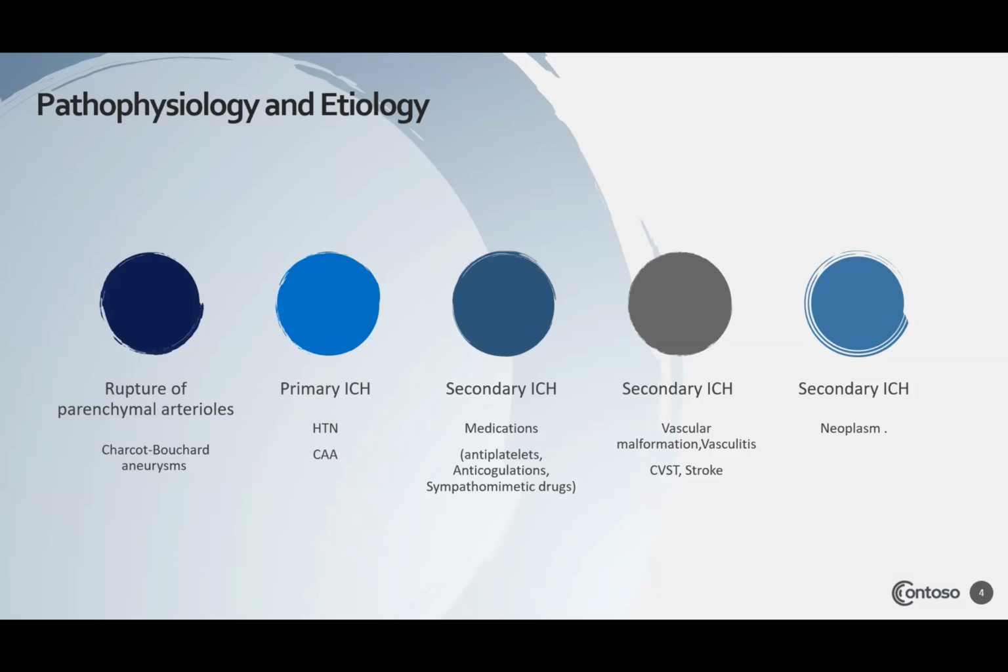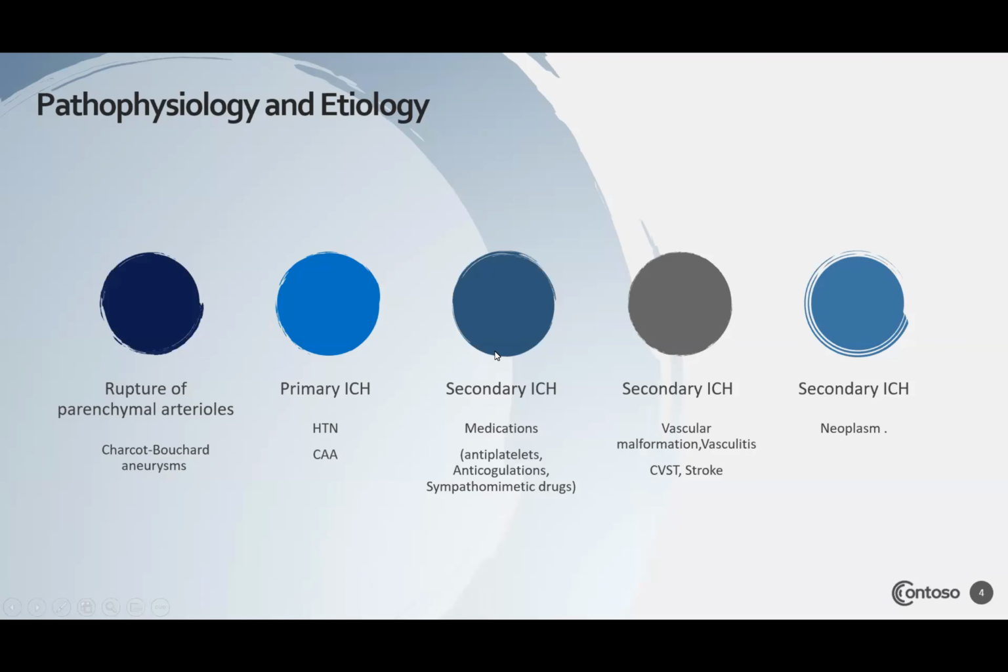Pathophysiology: with sustained chronic hypertension, the penetrating arteries will form small aneurysms. With increasing and long-standing hypertension, these aneurysms, which we call the Charcot-Bouchard aneurysms, will rupture, leading to the primary ICH, which is related to hypertension. So the pathophysiology is related to rupture of Bouchard aneurysm and hypertensive bleed, and the primary ICH is either related to hypertension or cerebral amyloid angiopathy.